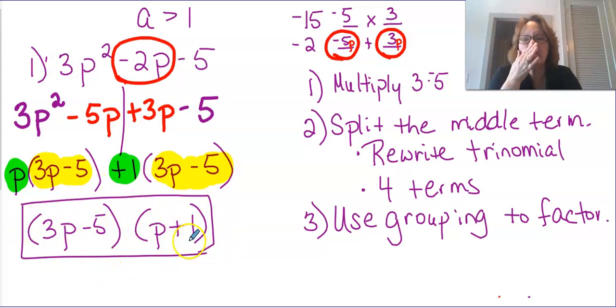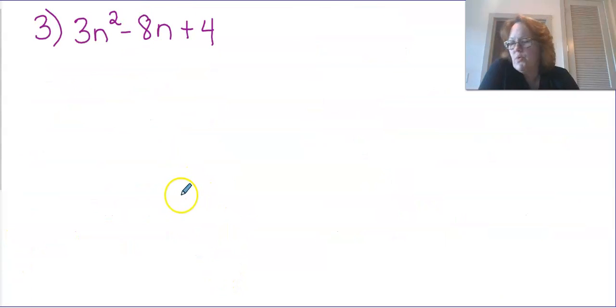If you were to multiply all this back out, you would get this trinomial right here: 3p squared, that's negative 5p, and positive 3p, which is negative 2p. Negative 5 times 1 is negative 5. All right, let's try another one. Okay, this is number 3.